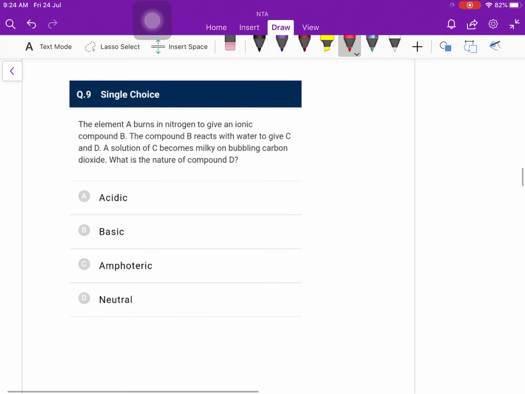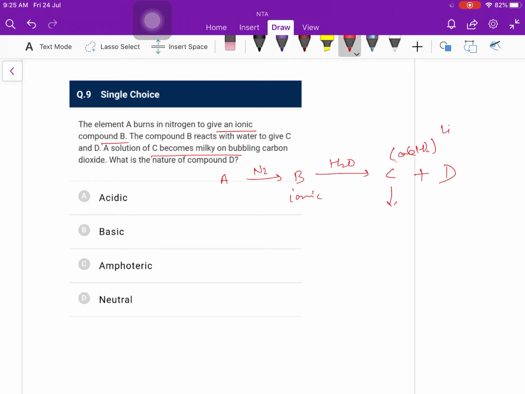The element A burns in nitrogen to give an ionic compound B. The compound B reacts with water to give C and D. Solution of C becomes milky. Milky means C is actually Ca(OH)2. This is lime water. So C is Ca(OH)2.